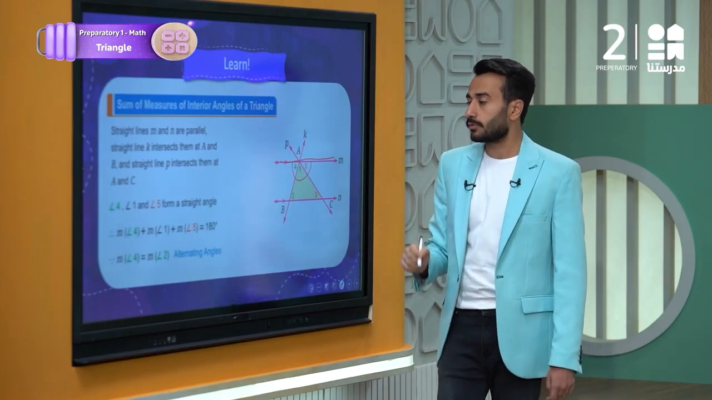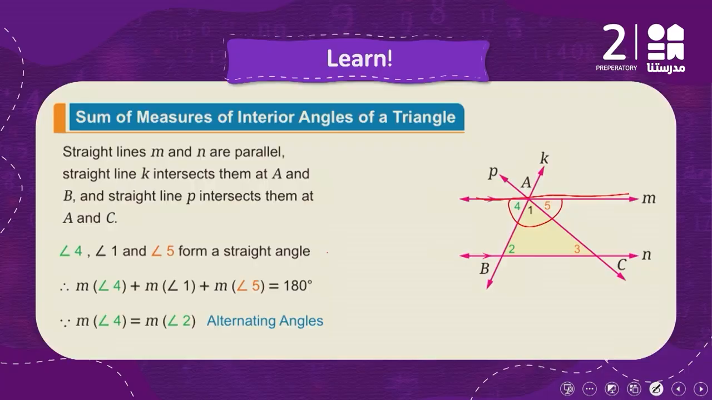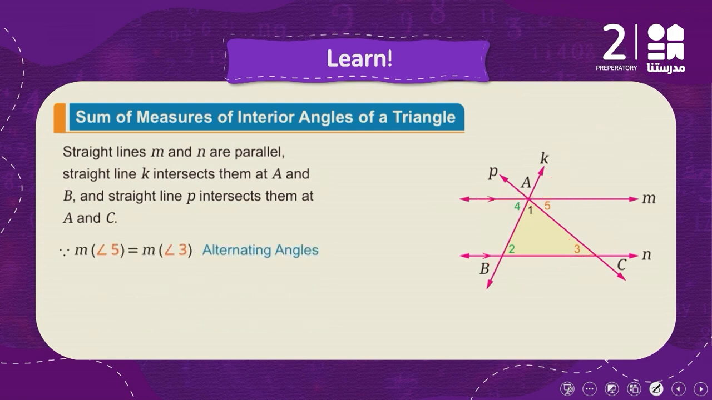And we know also that angle 4 equal to angle 2, because they're making letter Z, which is called alternating angles. This is 4 with 2. Also for the other side, we have 5 with 3. They are making that sign. Any two angles making that sign, they have to be equal. So we have 4 equal to 2 and 5 equal to 3.